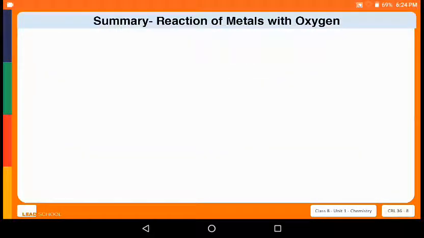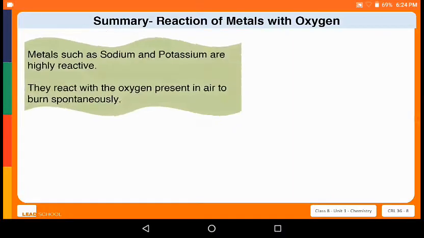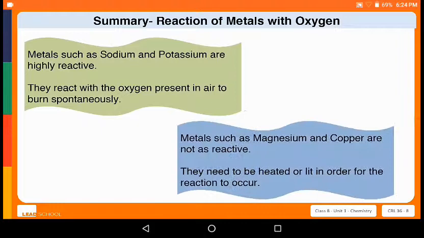Let us summarize what we learned. Metals such as sodium and potassium are highly reactive. They react with the oxygen present in air and burn spontaneously. Metals such as magnesium and copper are not as reactive. They need to be heated or lit in order for the reaction to occur.